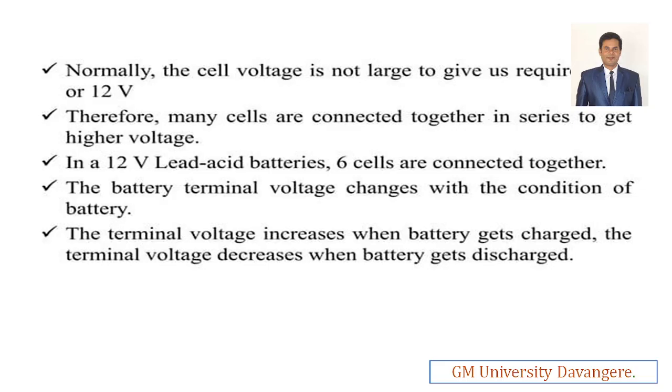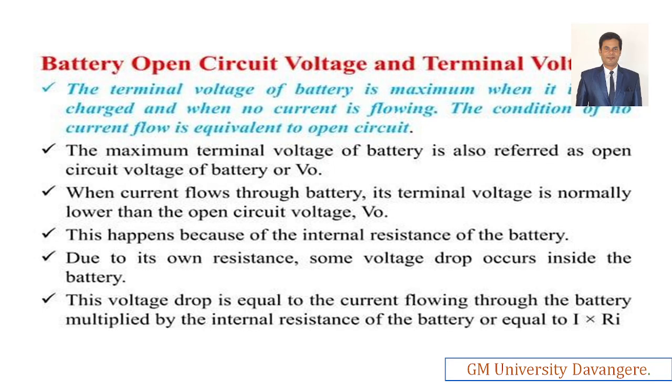Those are the parameters relevant to the batteries. Temperature is one of the main parameters which can change the battery conditions. Also, it may change the battery life. Right. So that is how the battery terminal voltage increases when the battery gets charged, and the terminal voltage decreases when the battery gets discharged. Right. So during charging and discharging of the batteries, the temperature plays a main role in the variations in the battery conditions. Right. So let us see the battery open circuit voltage and terminal voltage.